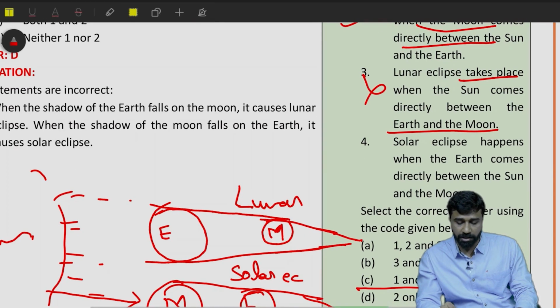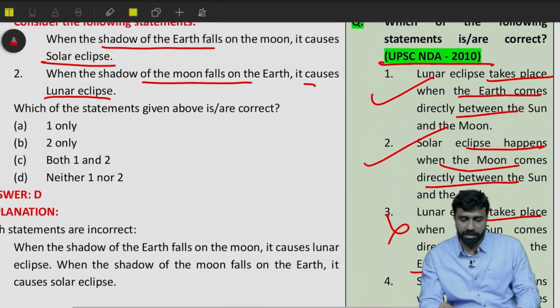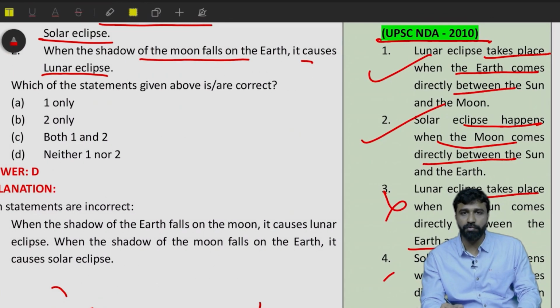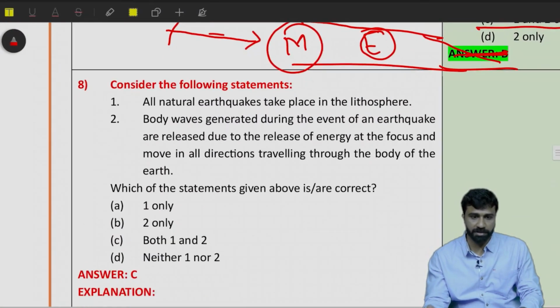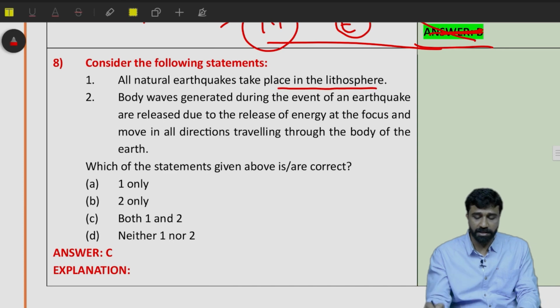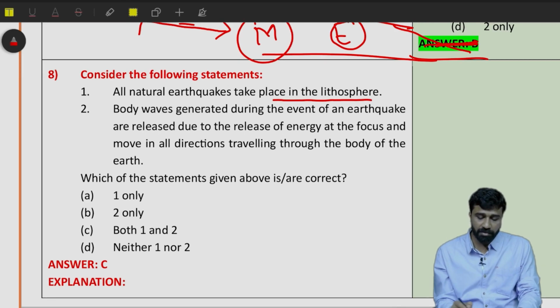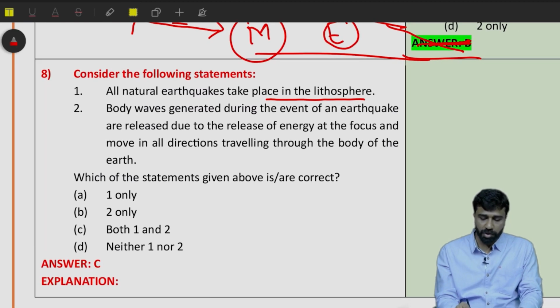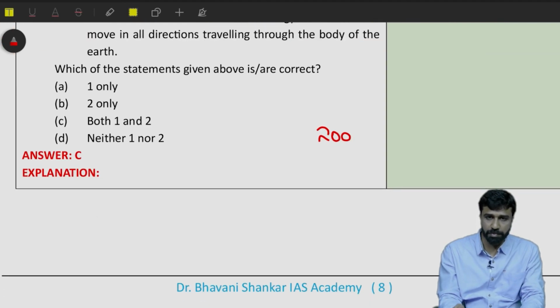So solar eclipse, it is also wrong. So third and fourth statements are contradictory to first and second statement respectively. So these are previous year questions of UPSC. And coming to eighth question, all natural earthquakes takes place in the lithosphere. Yes, what is lithosphere? Exactly 200 kilometers beneath the surface of the earth, you have the lithosphere part.